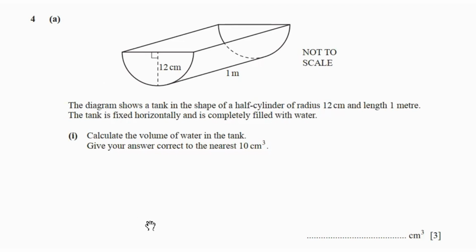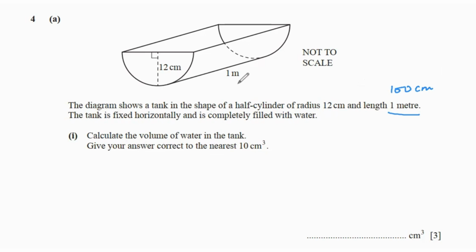Question 4, the diagram shows a tank in the shape of a half cylinder of radius 12 centimeters and length 1 meter. I'm going to convert the 1 meter into 100 centimeters right over here. The tank is fixed horizontally and is completely filled with water. Calculate the volume of water in the tank, giving the answer correct to the nearest 10 centimeter cube.